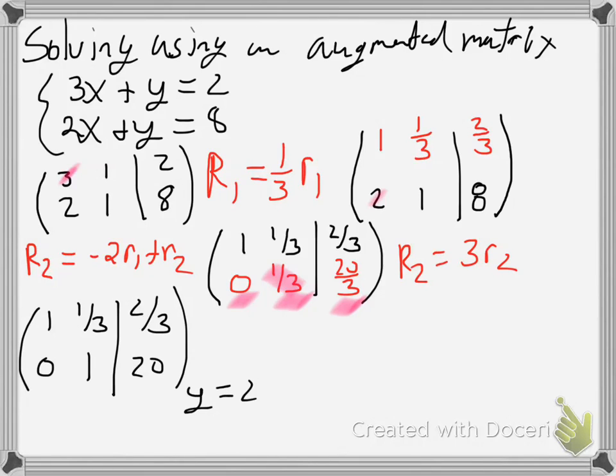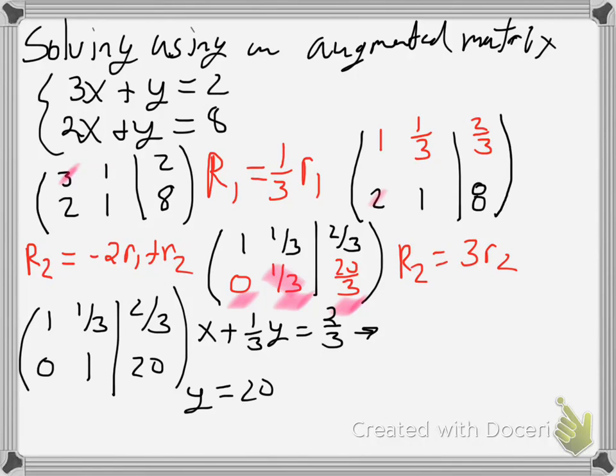Okay, and so 0 times 3 is 0. 1/3 times 3 is 1. The 20/3 times 3 is 20. So that bottom equation is y equals 20. The top equation, you can fraction bust the top equation if you like. It's the same thing. We'd have x plus 1/3 y equals 2/3.